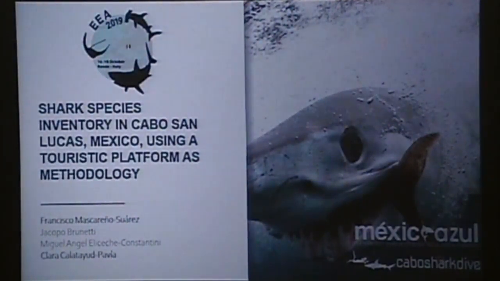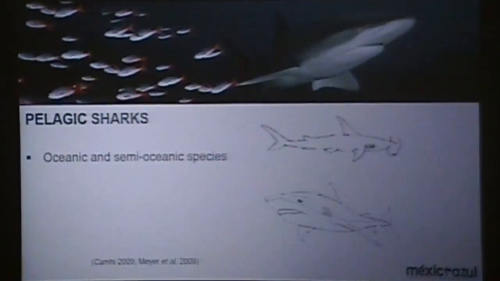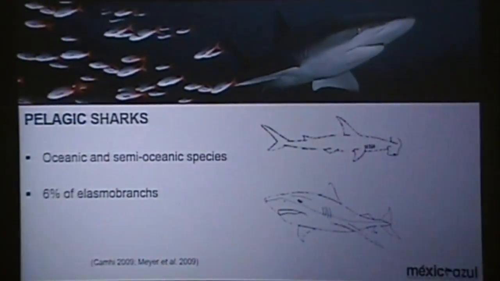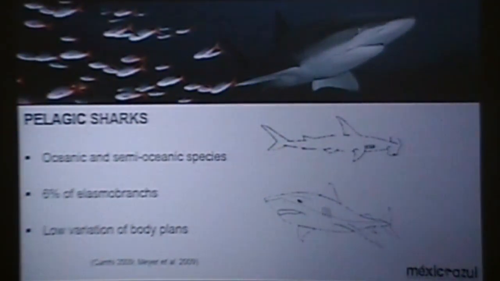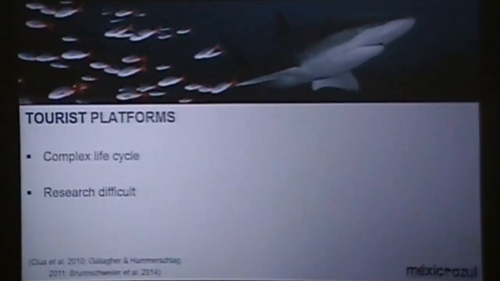Good morning. My project is a shark species inventory in Cabo San Lucas using a touristic platform as a methodology. Pelagic sharks are mainly oceanic and semi-oceanic species, and they are a small group, as they only represent 6% of the elasmobranchs, and they show low variation of body plans in comparison with coastal species. Due to their complex life cycle, which means large migrations and a lot of movement, research is difficult in logistic and monetary terms.